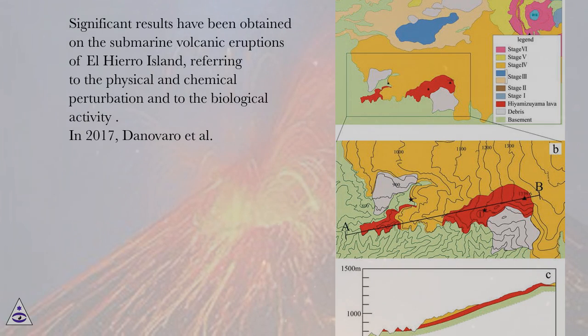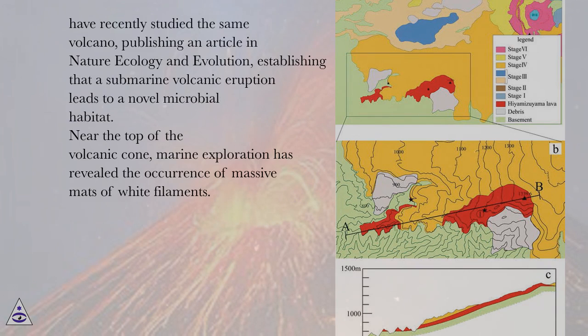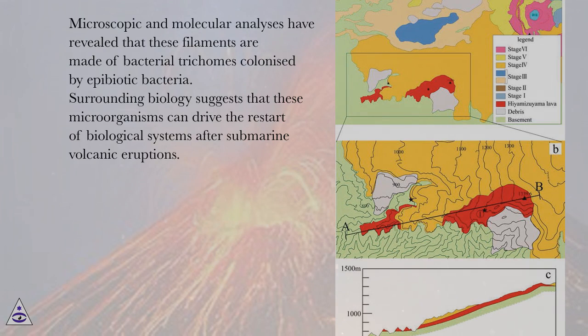In 2017, Danovaro et al. have recently studied the same volcano, publishing an article in Nature Ecology and Evolution, establishing that a submarine volcanic eruption leads to a novel microbial habitat. Near the top of the volcanic cone, marine exploration has revealed the occurrence of massive mats of white filaments. Microscopic and molecular analyses have revealed that these filaments are made of bacterial trichomes colonized by epibiotic bacteria. Surrounding biology suggests that these microorganisms can drive the restart of biological systems after submarine volcanic eruptions.